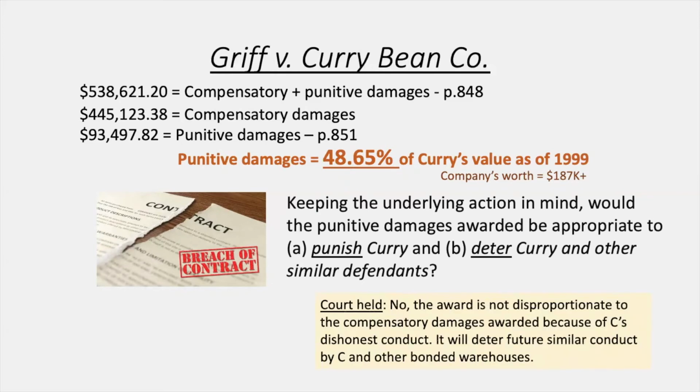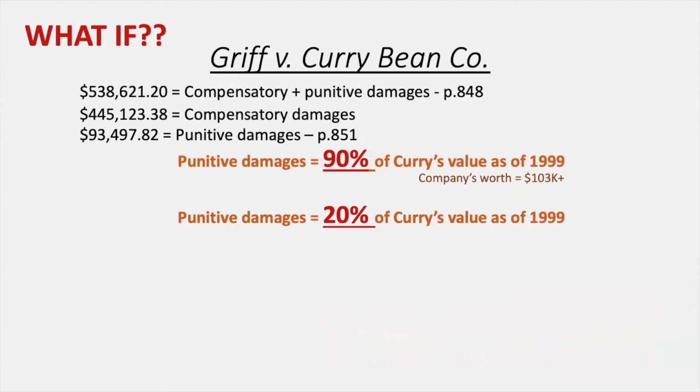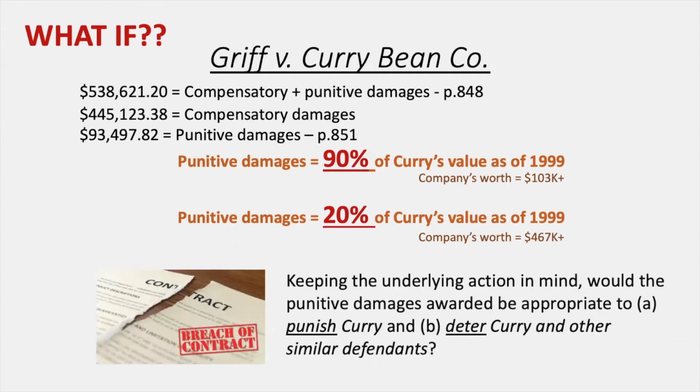Well, the court held no, the award is not disproportionate to the compensatory damages awarded because of C's dishonest conduct. And they think that it's appropriate to deter similar conduct by C and other bonded warehouses. But what if the punitive damage award was actually 90% of Curry's value or 20% of Curry's value? That would mean the company is worth 130K or the company is worth 467K. Same question. And it depends.